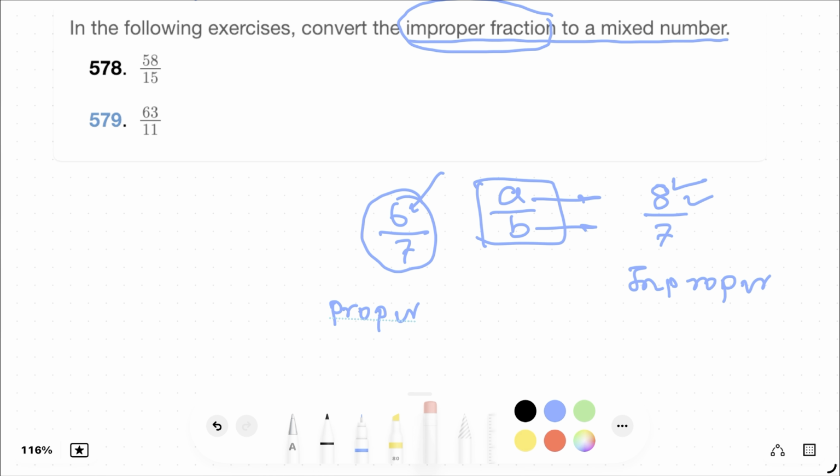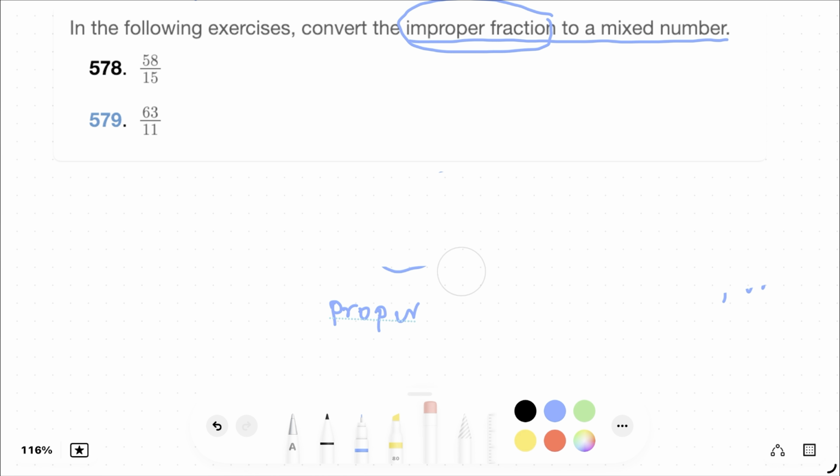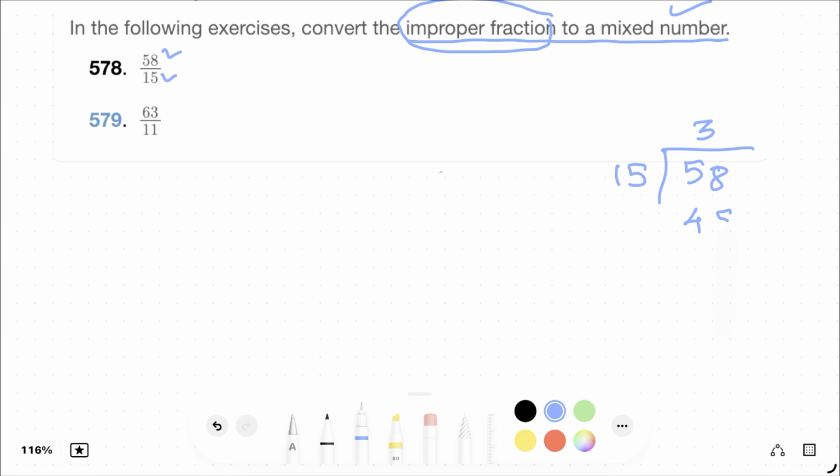Now there are 2 improper fractions given to us, and we have to convert them into mixed numbers. So how do we do that? It's a very easy question. First we divide the numerator by the denominator. So I am going to divide 58 by 15. 15 1s are 15, 15 2s are 30, 15 3s are 45, 15 times 4 is 60. So 60 will be greater. So I am taking 15 3 times. 3 times 15 is 45. When I subtract, I get the remainder 13.